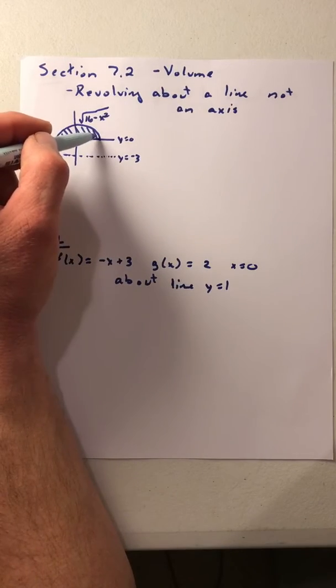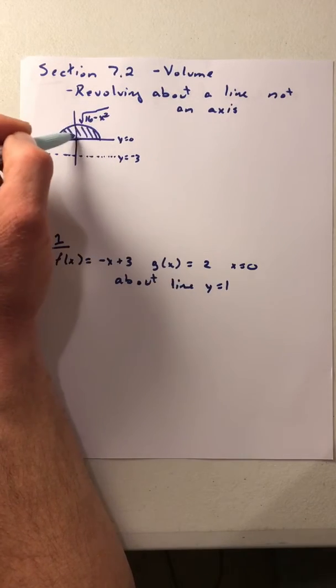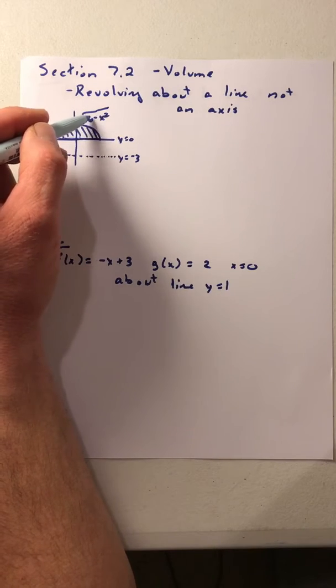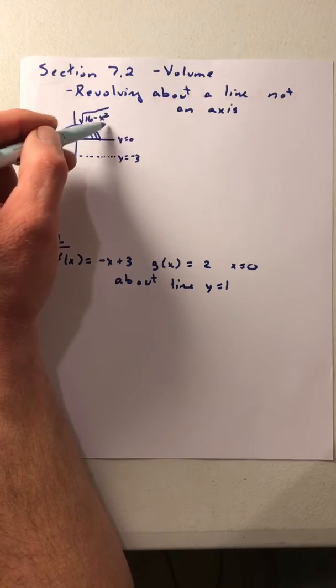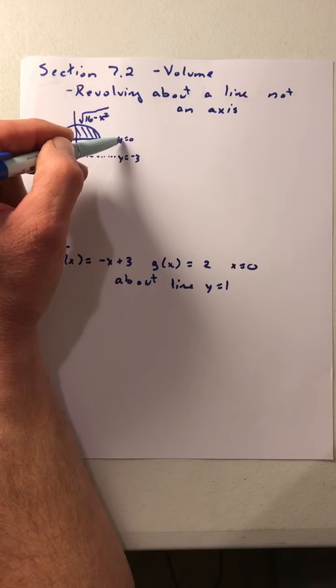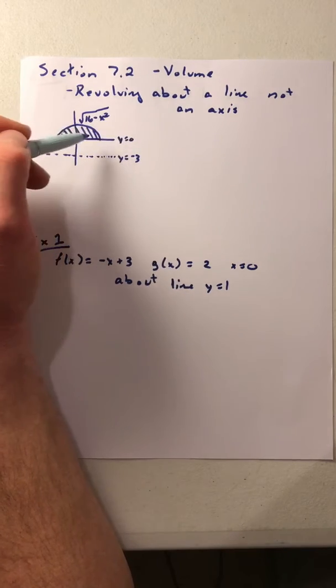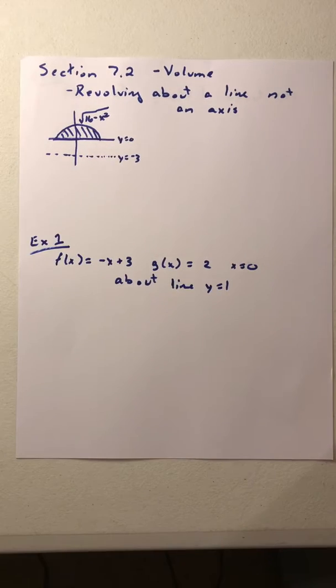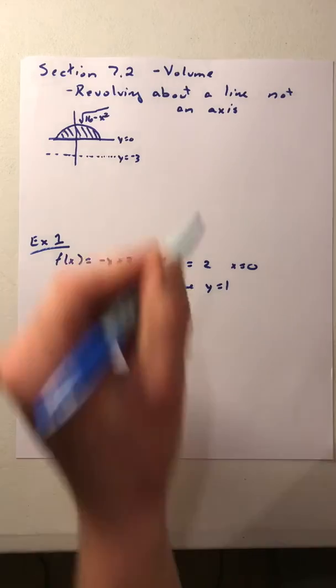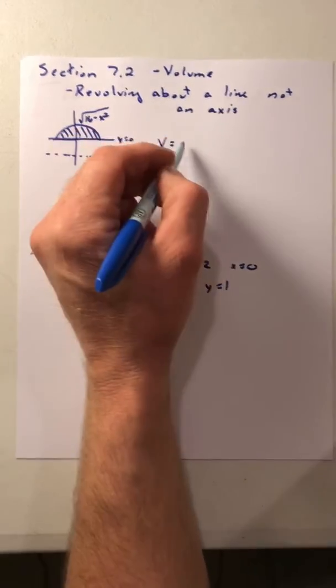We could also move these two equations up, so we get the square root of 16 minus x squared plus 3. In this equation, y equals 3. Then it becomes a problem where we revolve it around the x-axis. So what does that kind of look like?